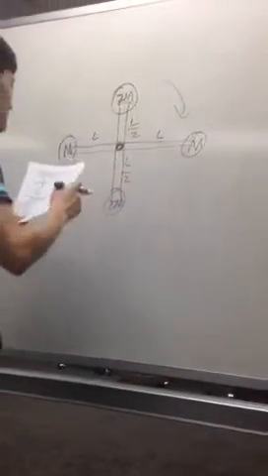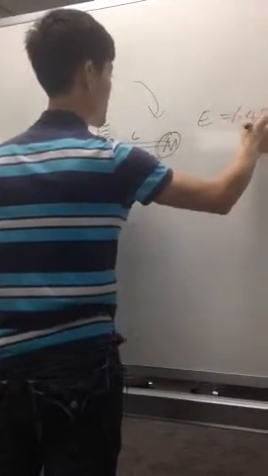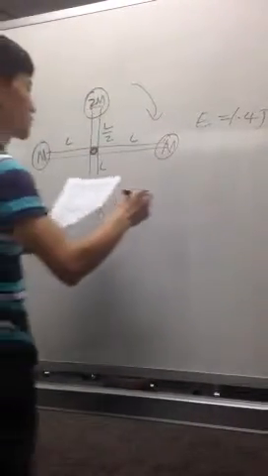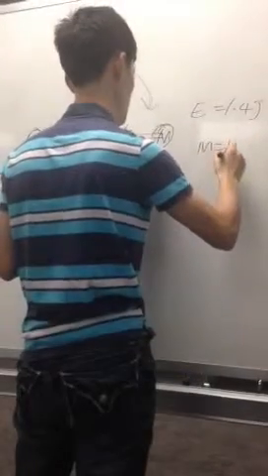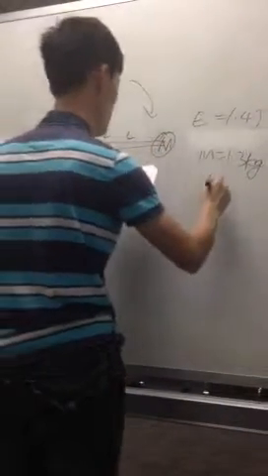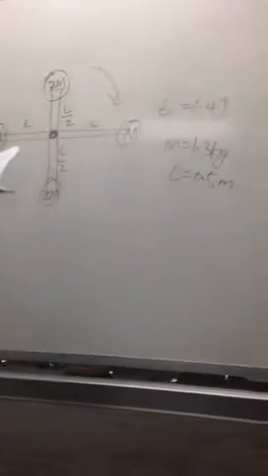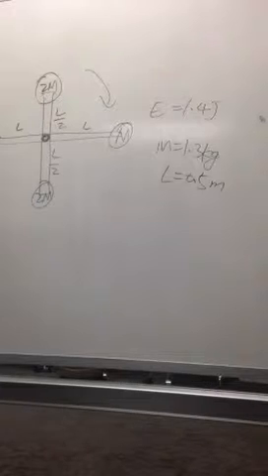And the total kinetic energy of the object as it rotates is equal to 1.4. If m is 1.3 kilogram and L is 0.5 meter, what is the angular velocity of the object?